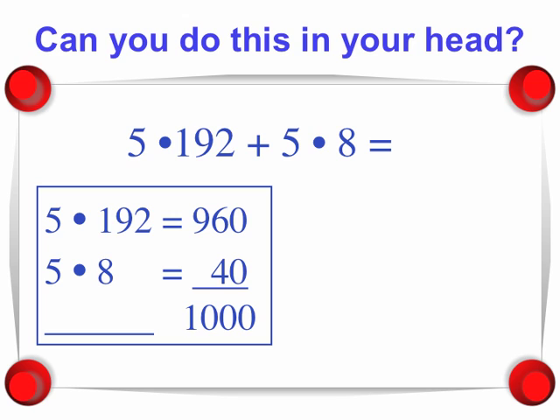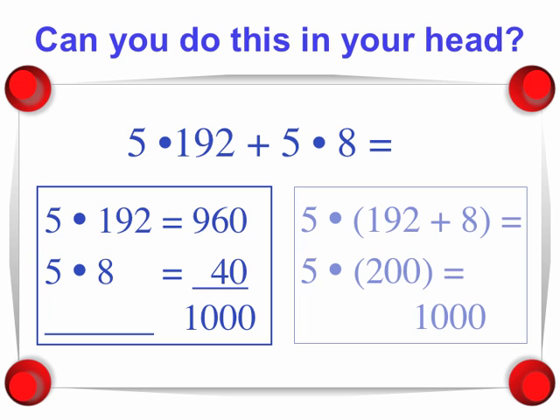But a much easier way to do this problem is to apply the distributive property in reverse. So if you look at the equation up above, 5 times 192 plus 5 times 8, that looks like what you get if someone started out with 5 times the quantity 192 plus 8 and then applied the distributive property. But 192 plus 8, that's just 200. And 5 times 200, you can do that in your head. That's 1,000.